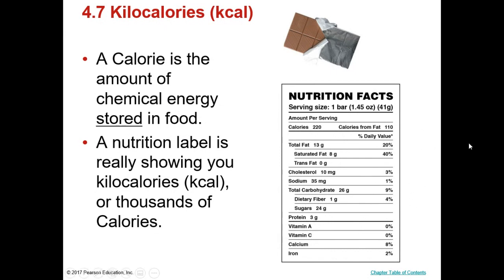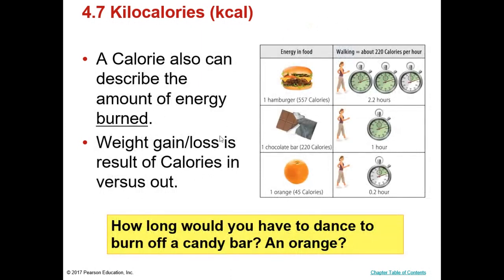So again, this is the amount of potential energy that food is going to provide you with. And if you wanted to know the breakdown, here's the breakdown of the actual nutrients that the food is providing you with. But in metabolism, what's most important is the calories, because these are the ones that are going to be stored by your body, but also the ones that are going to be burned by your body.